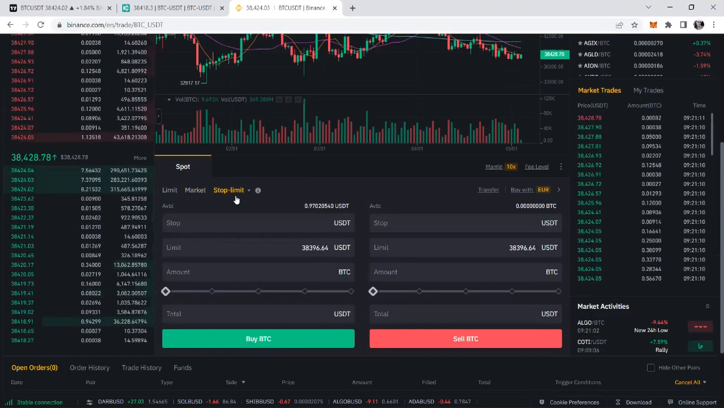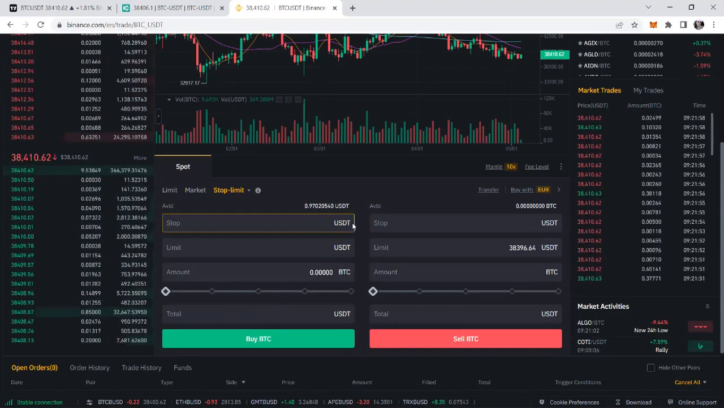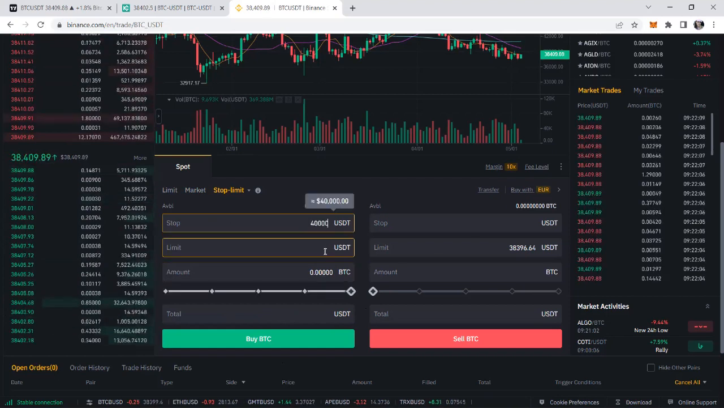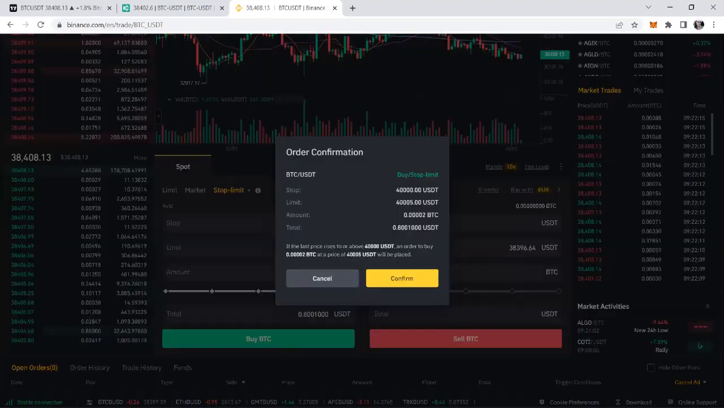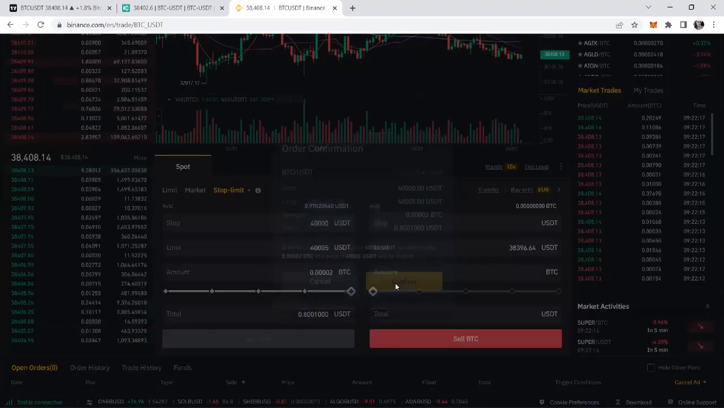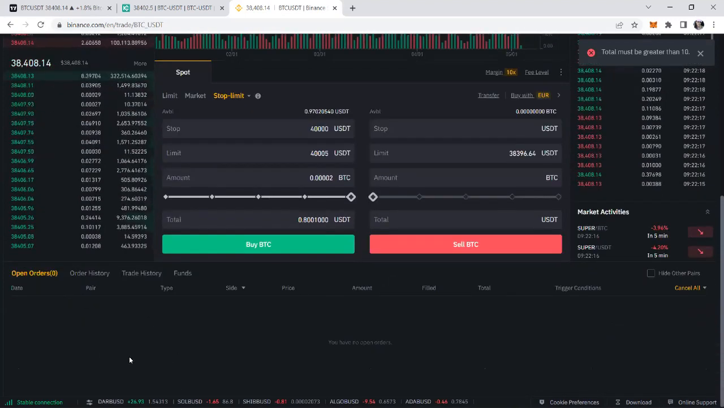Okay, stop limit. So the spot buy is the same as KuCoin. You set the price that you want to pay. I mean, if Bitcoin reaches, say, 40,000, I want to buy it at 40,005, and then set the amount of Bitcoin I want to buy. So if it breaks out of that, then you know that you can buy Bitcoin. Okay, so you can just confirm it, and your order will be here at the bottom.